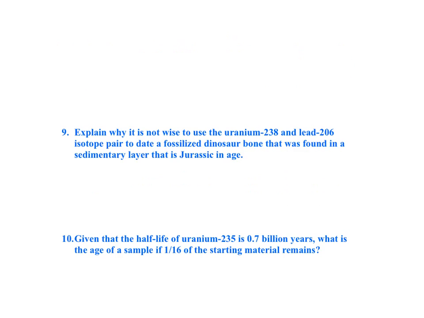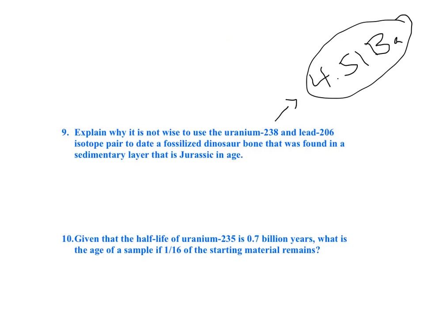Yep, so I'm going to switch now to question number 9. It says, explain why it is not wise to use uranium-238 and lead-206 to date a fossilized dinosaur bone. Keep in mind that the half-life for uranium-238 is 4.51 billion years. That is almost the age of the entire Earth. And that's the time that it takes for just one half-life.